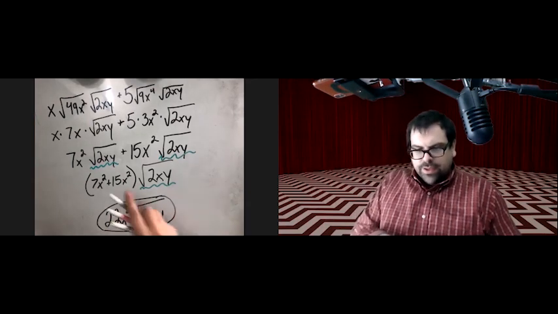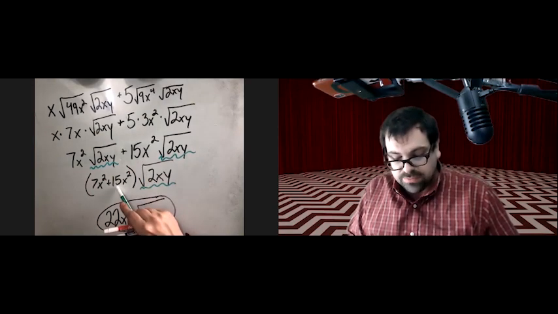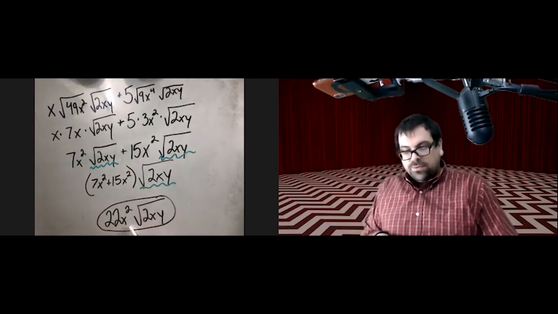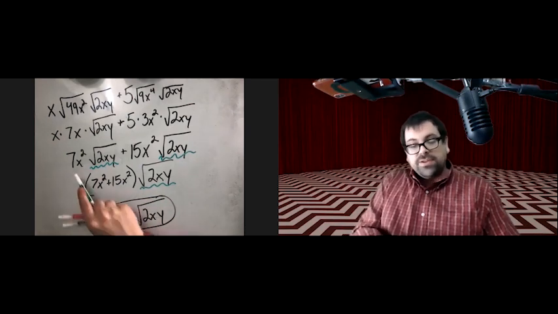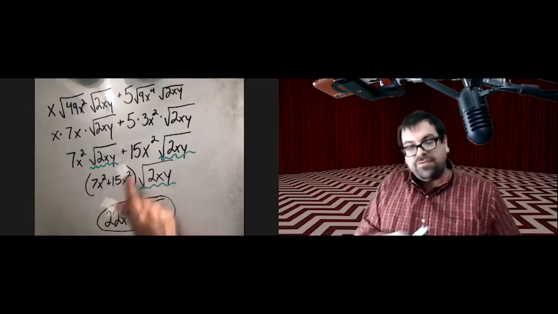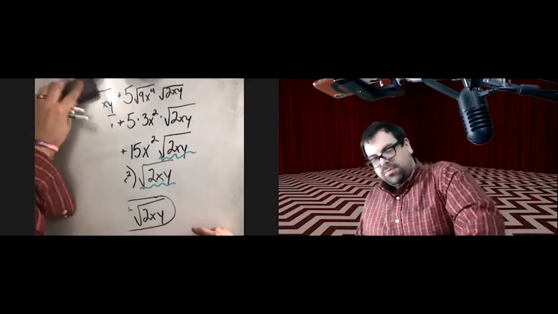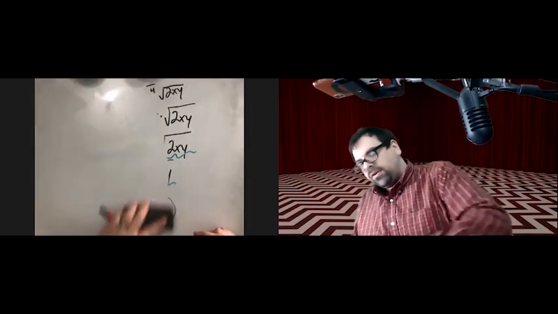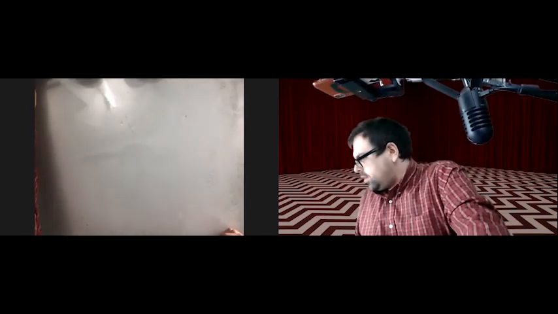Now in this one, the 7x squared and the 15x squared were like terms, so we were able to combine them to get the answer. But if it turned out that we didn't have like terms, we would not have been able to simplify any further past that last step before the circle.